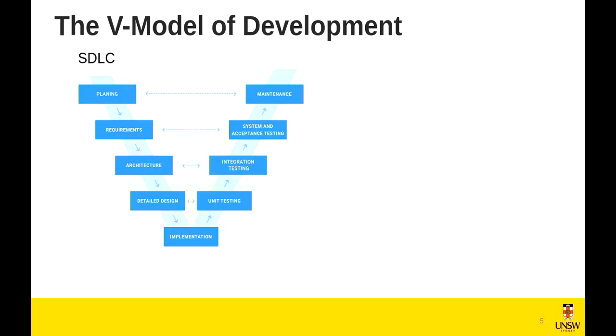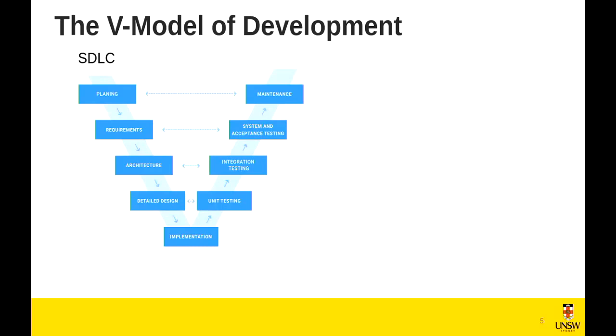So for SDLC here, we use the waterfall development model. So what we do is, first we do planning. We plan how we develop the software. And then we do requirement analysis, requirement engineering. And after that, we design the architecture of the software. And then we do detailed design, and then we implement the software.